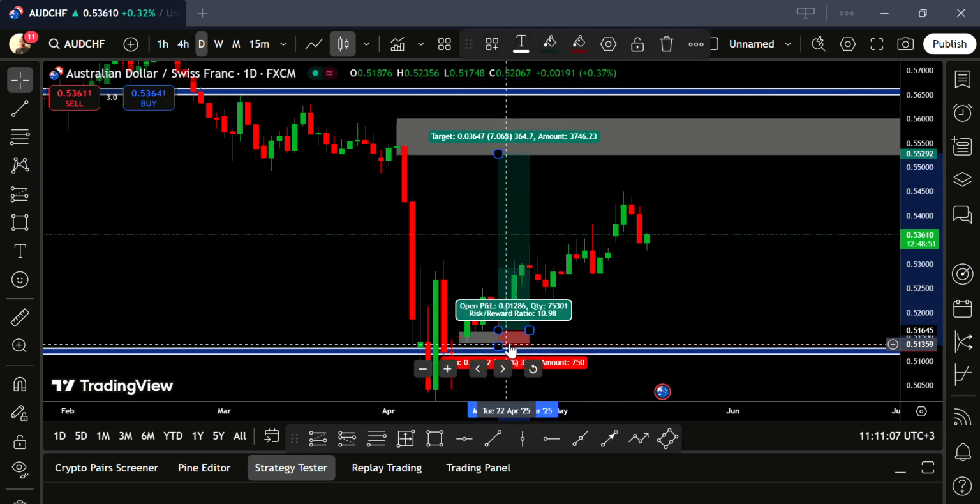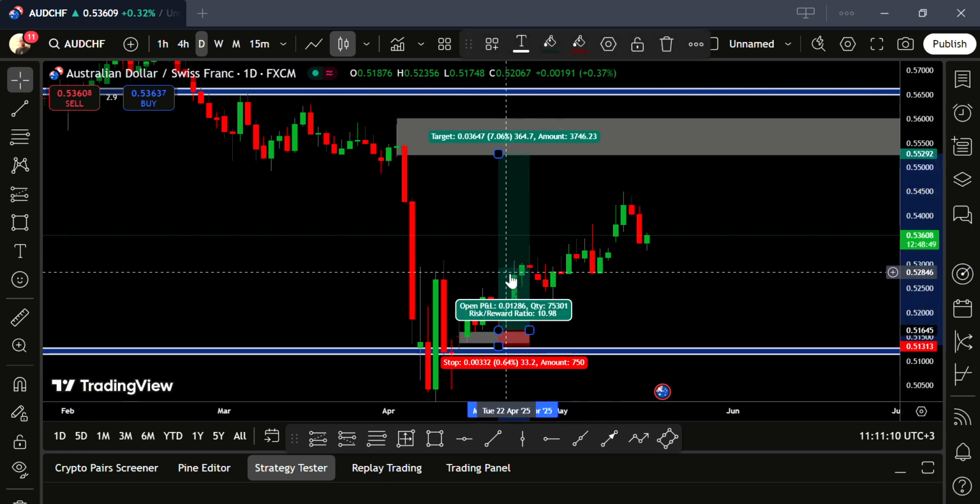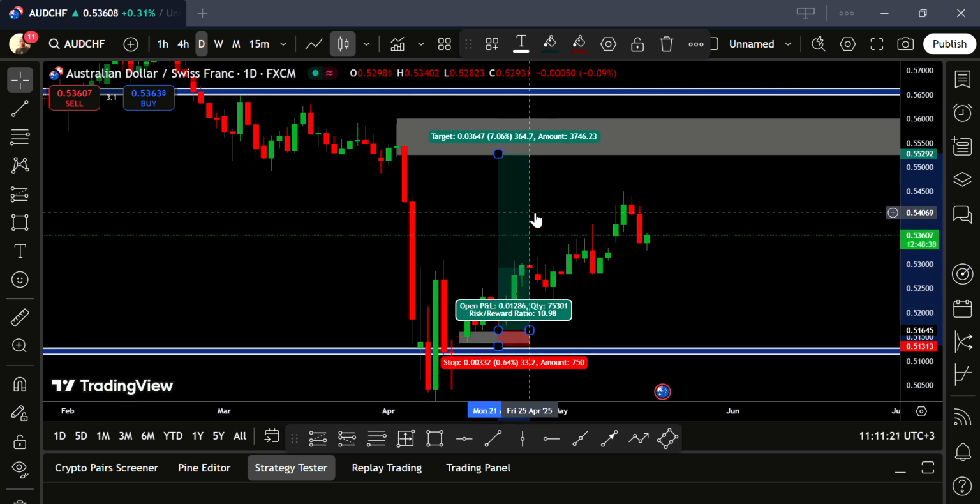So as price is moving, just lock in your profits. By now you would have locked in $1,000, and the trade will be risk free. You lock in $1,000 and wait for the price to go to your target.